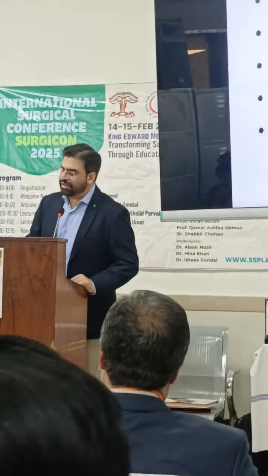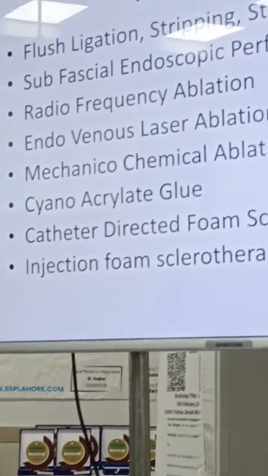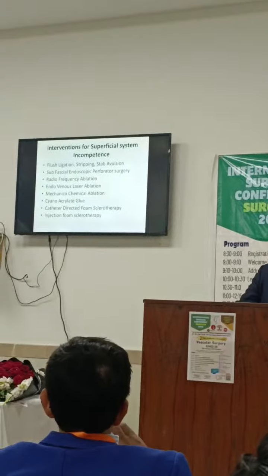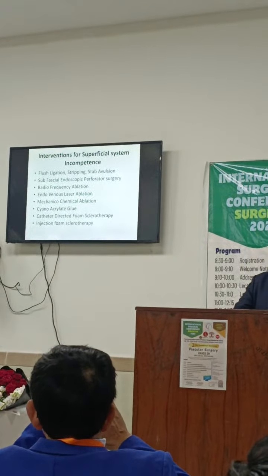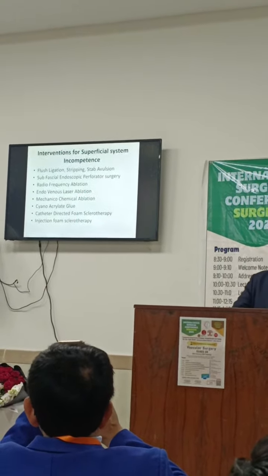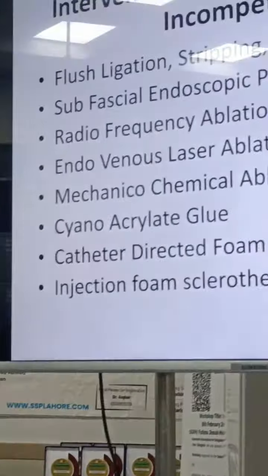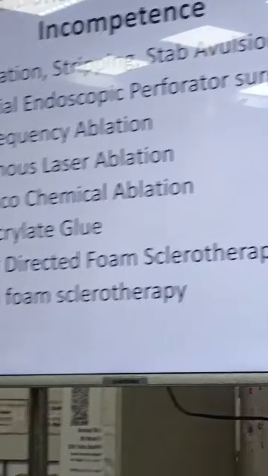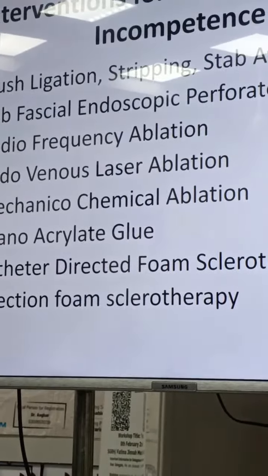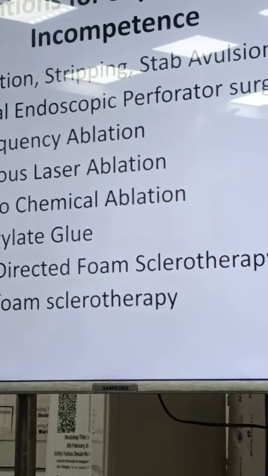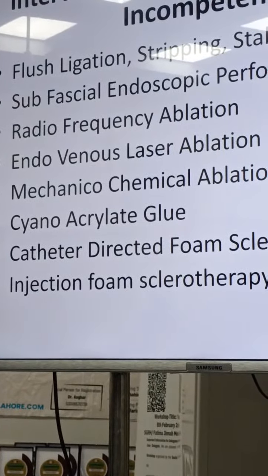Now, what are the interventions you can offer to this patient? There are surgeries which you all know, classical flush ligation, stripping, stab avulsions, and then for perforators, subfascial endoscopic perforator surgery. These all are radical measures. These are surgical procedures. Then comes thermal ablation.